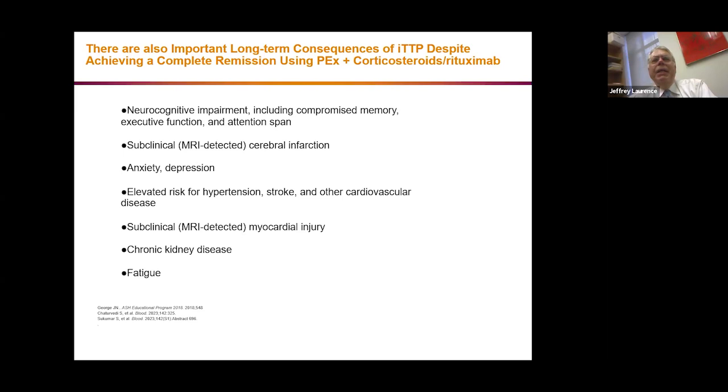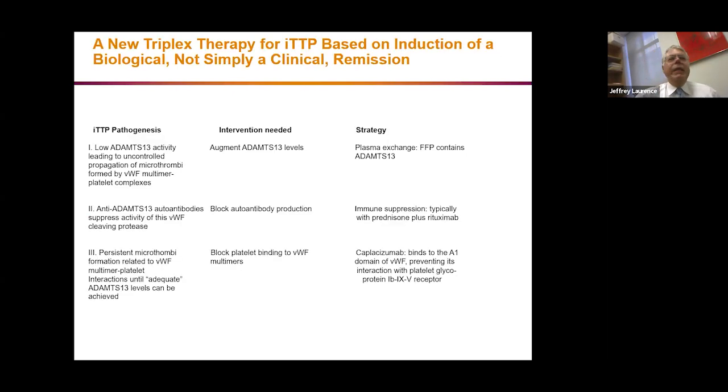So the hypothesis here is, if you really shut off the process of binding of von Willebrand's factor to platelets very early on, if you didn't wait for plasma to get enough fresh frozen in, if you didn't wait months, sometimes many months, for Rituxan and steroids to work, you could block some of these long-term sequelae. And that's why in 2019, a new drug was FDA approved known as Cablivy or caplacizumab, which binds to the A1 domain of von Willebrand's factor. That's the domain by which von Willebrand's factor interacts with platelets, to immediately block it.